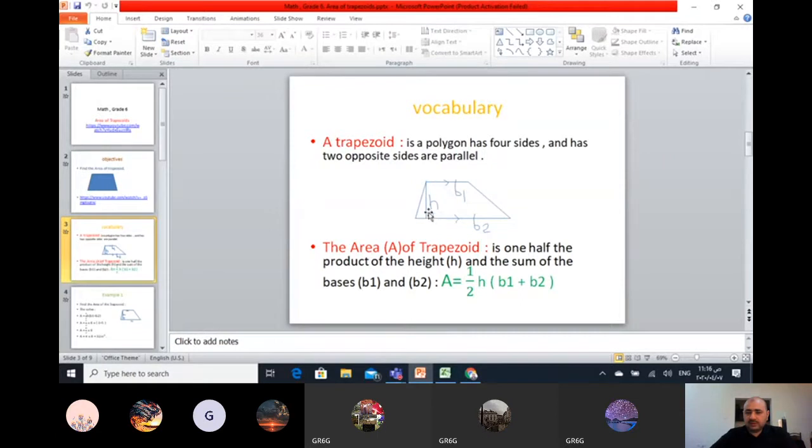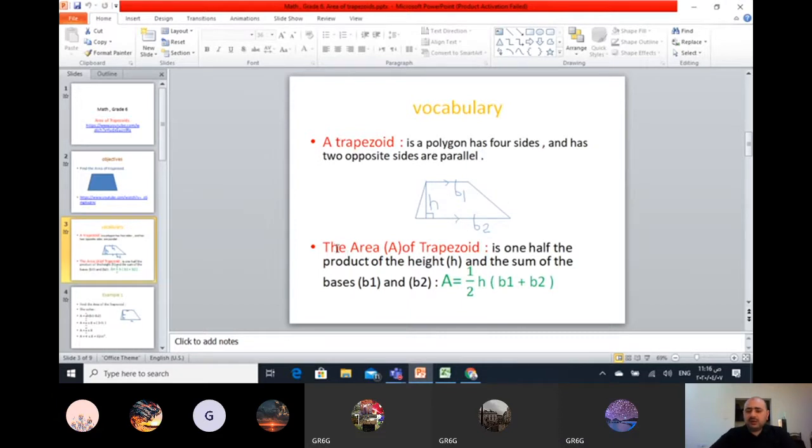And this angle will be 90 degrees. This is the meaning of the height. We named the height H. So now we have small base B1, big base B2, and we have the height. So what is the area formula? Okay.